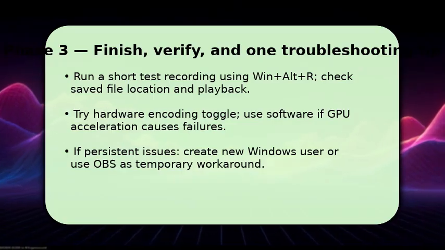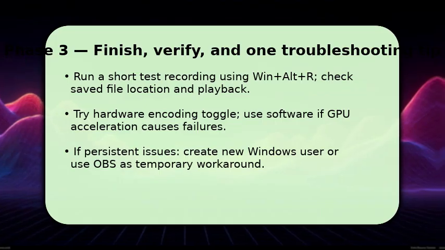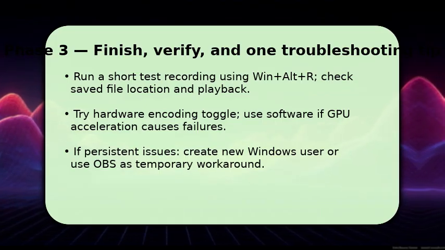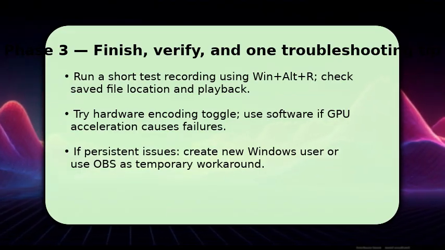If recordings fail or stutter, toggle hardware encoding and capture settings. Switch to software encoding if your GPU causes dropped frames. Clear old captures, restart the PC, and try again.